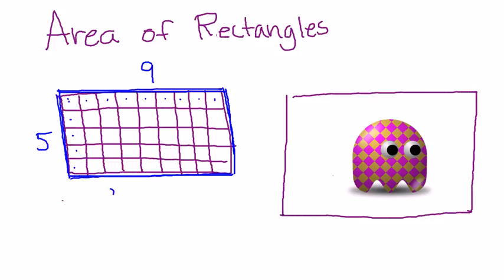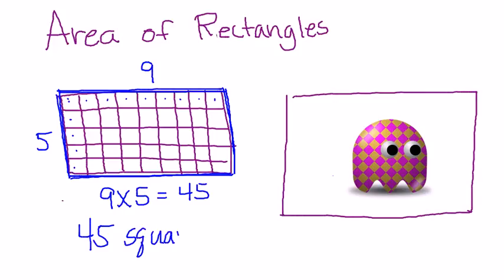Or I could do multiplication, it'd be a lot faster. 9 times 5, I know my facts, is 45. 45 squares will fit inside the rectangle right there. So this is where your units come from for area, because it's the number of square units that fit inside that rectangle. In this particular case, 45 square units will fit inside.